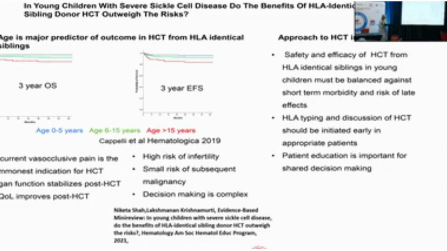I think the things to say are that currently the most common indication for transplant is actually recurrent vaso-occlusive pain, which may surprise some in the audience. I think what is being increasingly shown with longer-term follow-up studies for transplant is that organ function does stabilise or improve post-transplant, and that many patients report improved quality of life post-transplant, but there are significant risks, and these relate to risks of subsequent malignancy, high risks of infertility, and the decision is particularly complex.